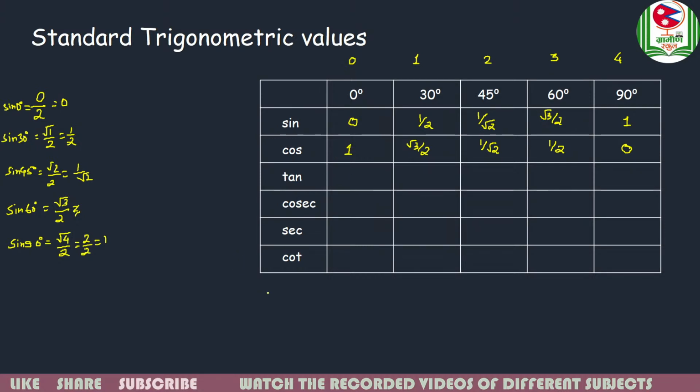And how to obtain the value of tan? As we know, tan theta is equal to sine theta upon cos theta. So by dividing sine 0 by cos 0, we obtain here 0. So tan 0 is 0. And sine 30: by dividing both, what do we get? Sine by cos means 1 by 2 divided by root 3 by 2. So we write 1 by 2 into 2 by root 3. So the 2s cancel out, and tan 30 is 1 by root 3. And tan 45 is how much?